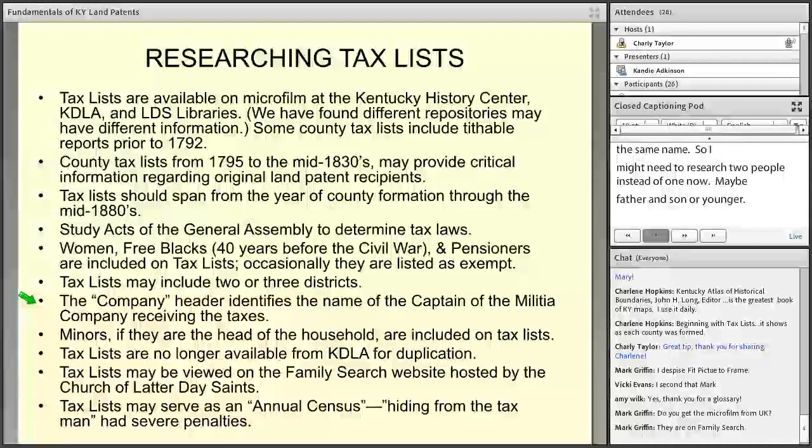The company header refers to the name of the militia company captain. Minors are on the tax list. In fact, they'll make a notation like Travis Atkinson, minor. He's the head of the house. Now, if he's an infant, if they're infant heirs, there will be an executor, administrator, and a court-appointed attorney to make sure the taxes are paid on behalf of the children who are underage. Okay, but they are very much an annual census with even more information. Hiding from the tax man had severe penalties.